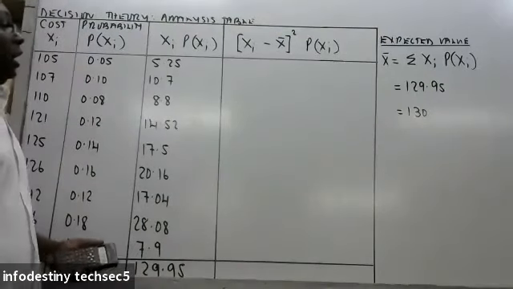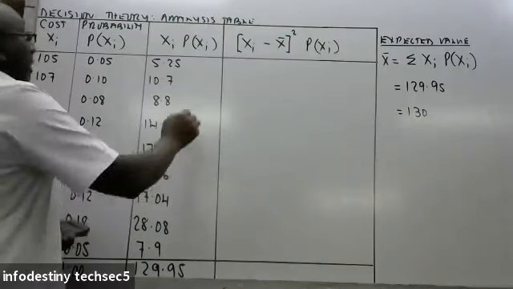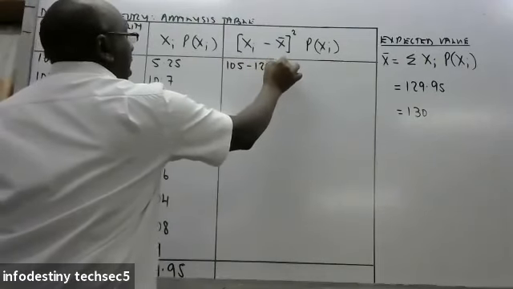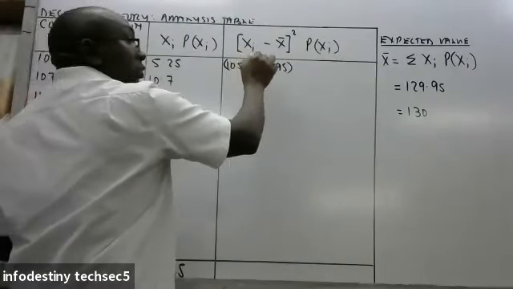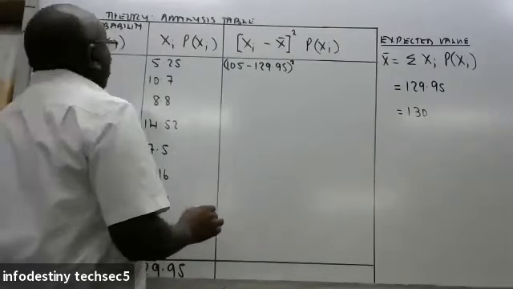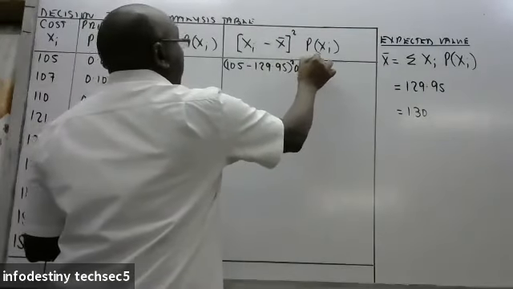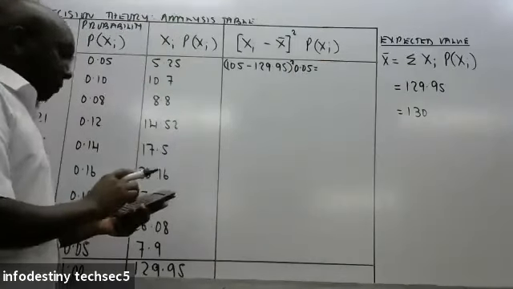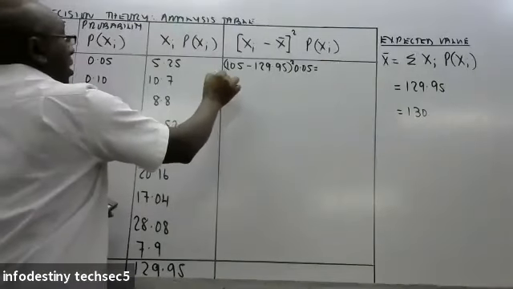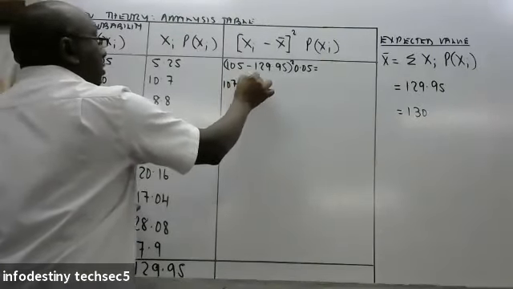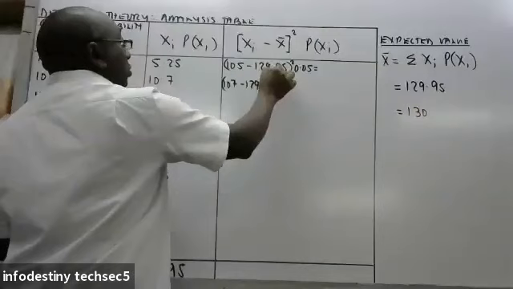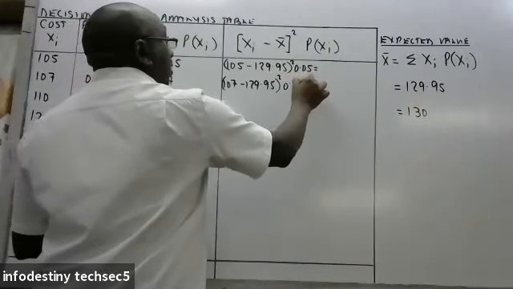So that being okay, I proceed here. I say 105 minus 129.95 squared, I multiply by 0.05. So the same thing here, 107 minus 129.95 squared, 0.10.